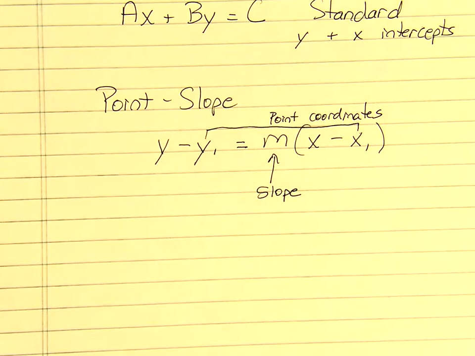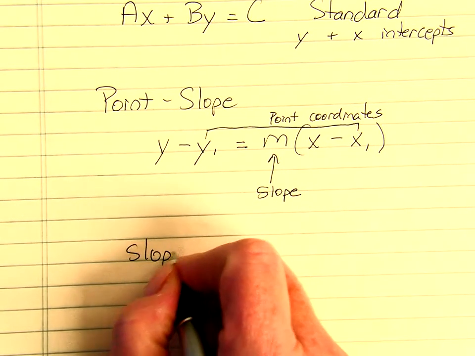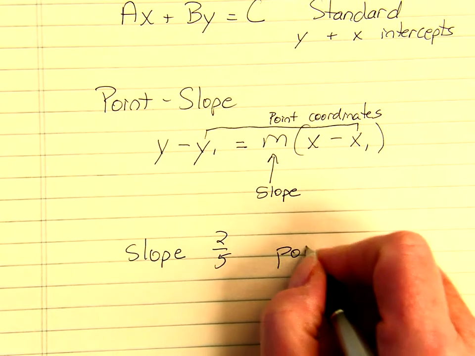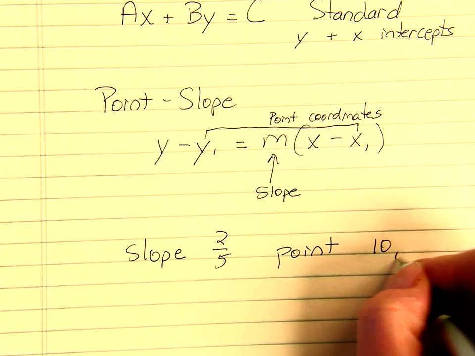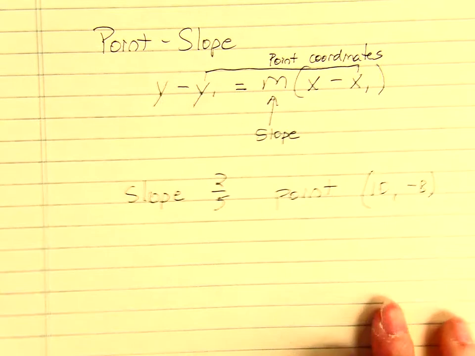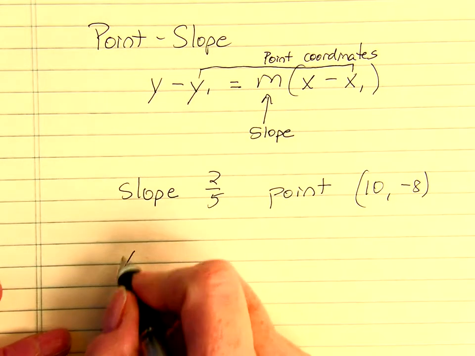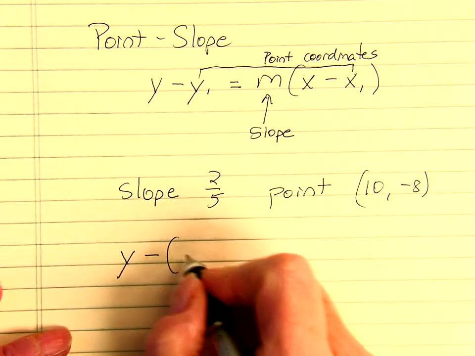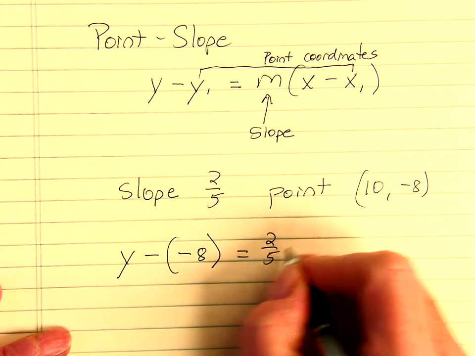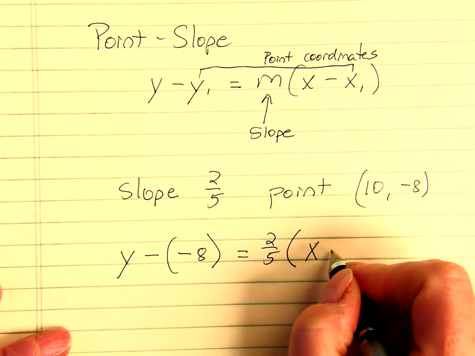So let's say I have some information. I have a slope that is 2/5, and I have a point that is (10, -8). In order to use this form, all I have to do is say y minus, and see now I've got a -8, is equal to my slope 2/5 times x minus, and my x is 10.